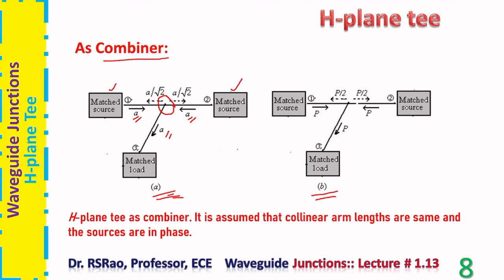The functioning of the H-plane T as combiner is illustrated in B in terms of powers. A matched source connected at port 1 and a matched source connected at port 2 give out powers equal to P. They enter the junction region. There, this total power gets scattered into three parts. One part towards port 1, another part towards port 2. These two parts are equal to P by 2. Another part towards port 3 is equal to P.